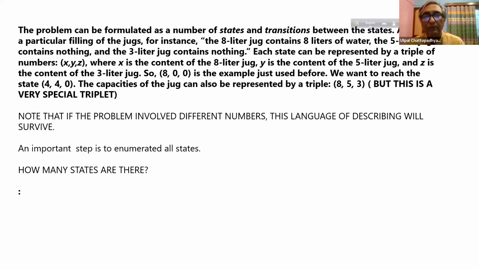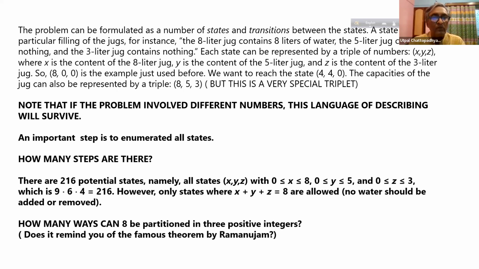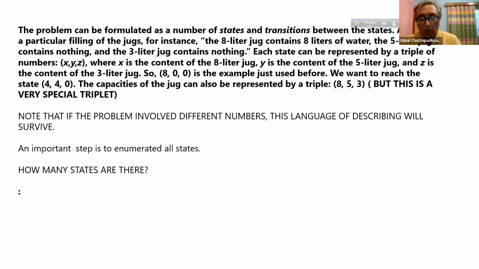So for example, if I say 2, 3, 2, that would mean the 8-liter jar has 2. I can't have 2, 3, 2. Okay, 2, 3, 3. The 8-liter jar has 2, the 5-liter jar has 3, and the 3-liter jar has 3. Like that, right? So one important thing is how many states are there. Okay, so we'll spend some time thinking. Now there are potentially, can you think how many states are there?